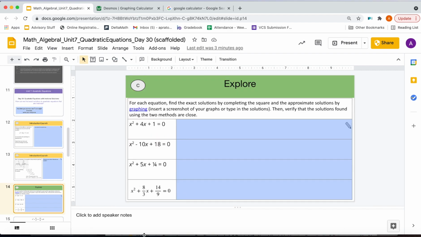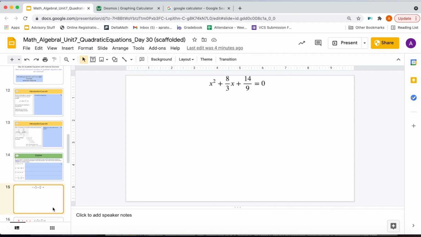x squared plus 8/3 x plus 14/9 equals 0. The directions ask you to solve this question using both completing the square and graphing to find the approximate solutions, and completing the square to find the exact solutions. On the next slide, I actually created space for myself to work. You don't have this slide, so you can figure out a space to work, or you can always insert a slide on yours as well. So let's get started.